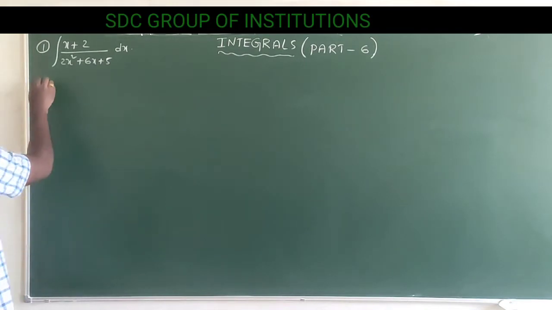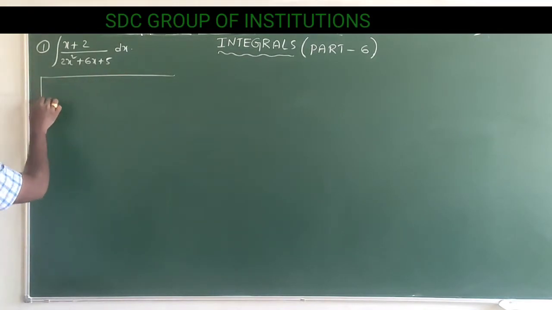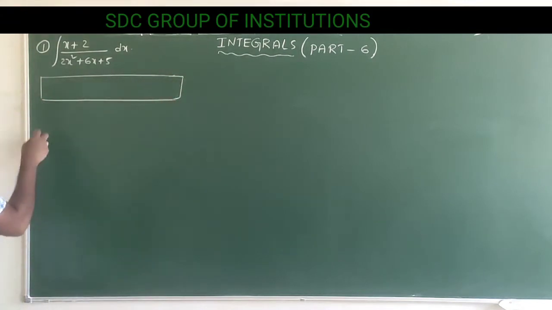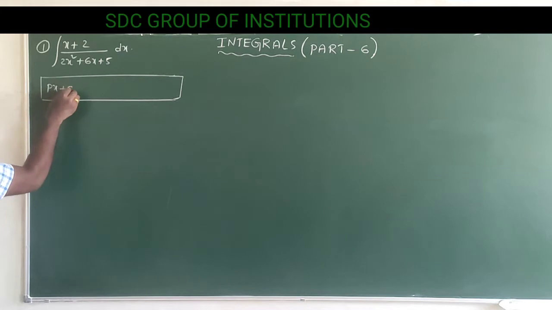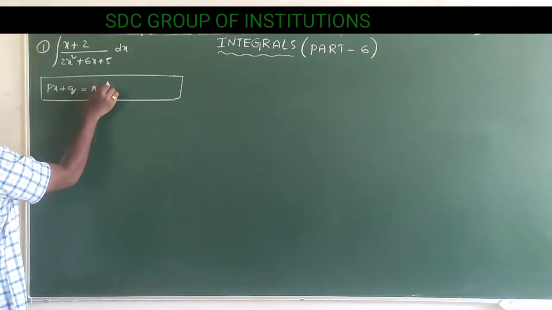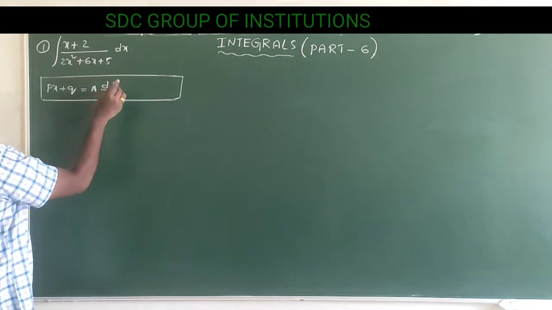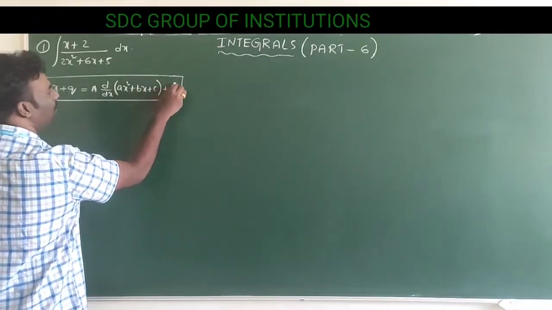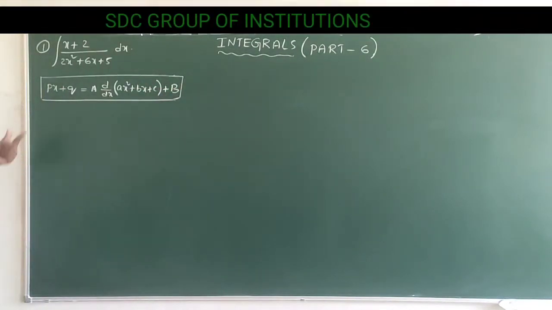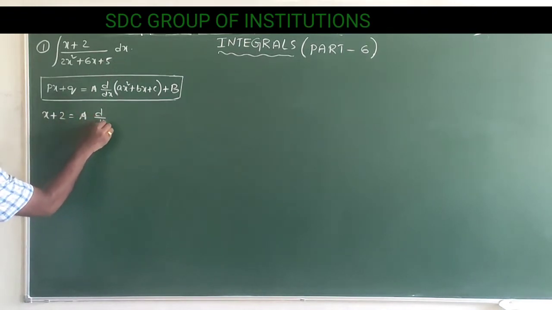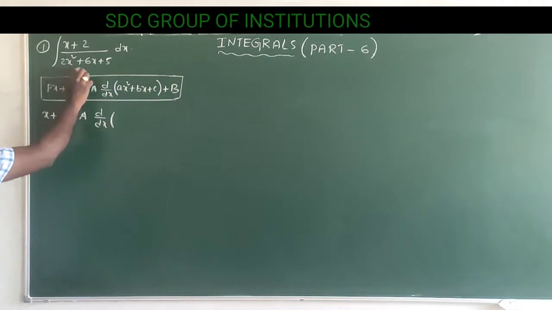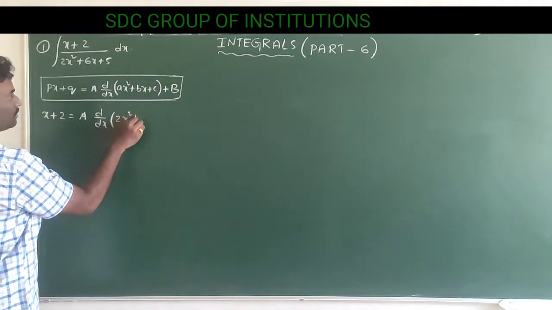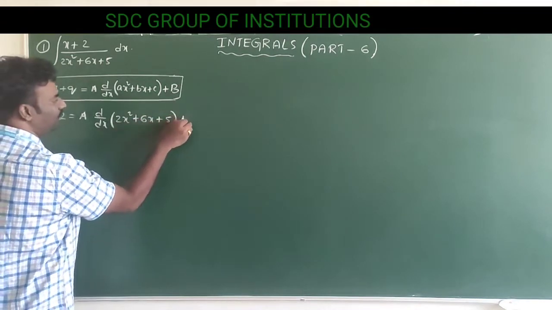Okay. So according to type 3, first you need to follow the condition px + q = A d/dx (ax² + bx + c) + B. Now in place of px + q, I can take the numerator x + 2, equal to capital A into d/dx of, in place of ax² + bx + c, I can take the denominator 2x² + 6x + 5, plus B.